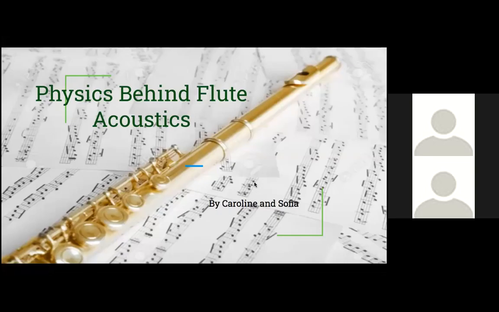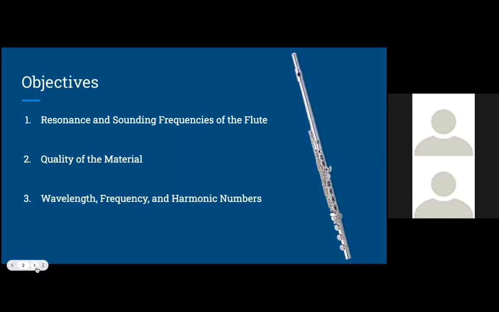The physics behind flute acoustics. Our objective for this project was to explain the physics of how a flute works and how notes and octaves in music are achieved. First, we'll cover the resonance and sounding frequencies of the flute. Next, we'll briefly touch on differences in materials based on previous research. Finally, we'll delve into the physics complexities of the flute, involving wavelength, frequency, and harmonic numbers.